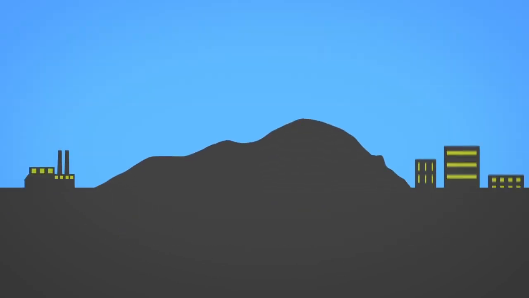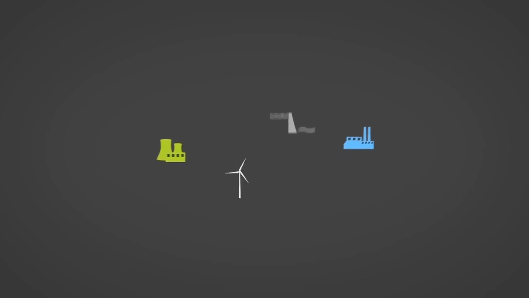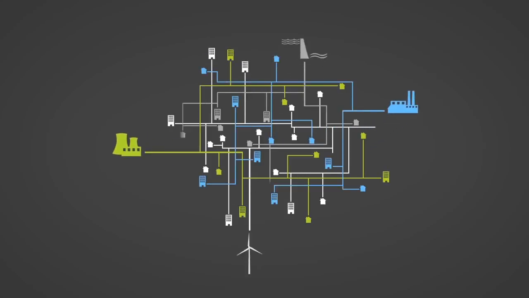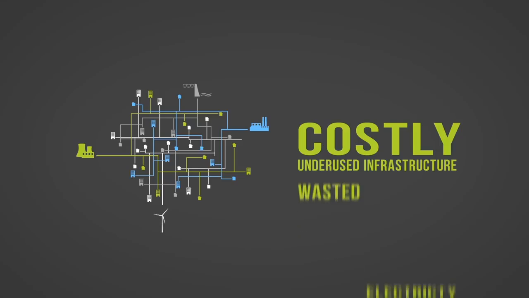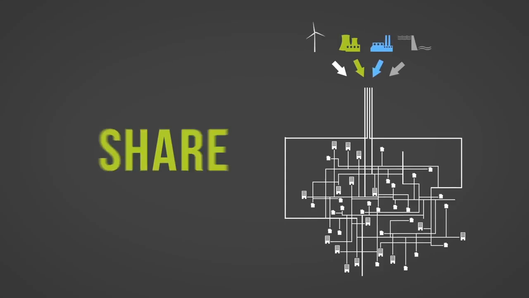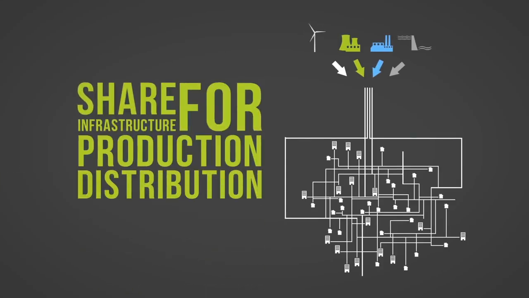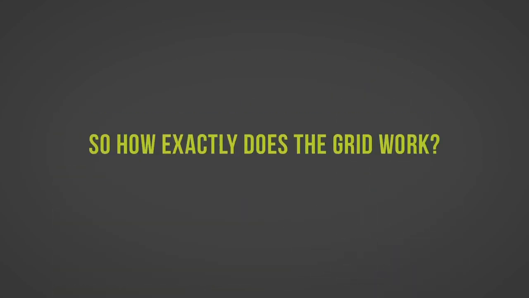The grid was created to solve the problem of geographic separation between electricity production and consumption. Electricity is often produced far from where it is used, so infrastructure needs to be built to connect the two. Prior to the invention of the modern grid, electricity producers each developed their own distribution systems for delivering electricity to customers. This system was costly and often led to underused infrastructure and wasted electricity. The modern grid was invented to allow various producers to share infrastructure for production and distribution, which led to increased reliability and lower costs. So how exactly does the grid work?